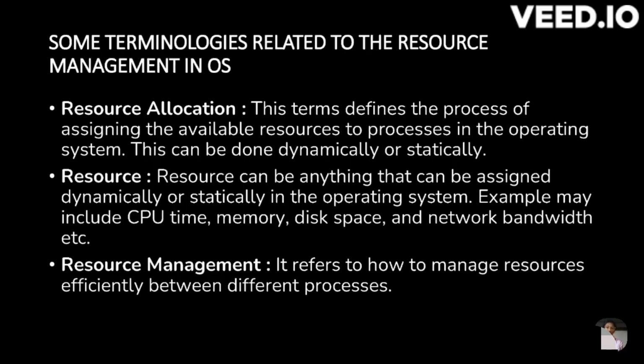The first one is resource allocation. This term defines the process of assigning the available resources to processes in the operating system. This can be done dynamically or statically. Next, resource. A resource can be anything that can be assigned dynamically or statically in the operating system. Examples may include CPU time, memory, disk space, and network bandwidth, etc. Next, resource management. It refers to how to manage resources efficiently between different processes.